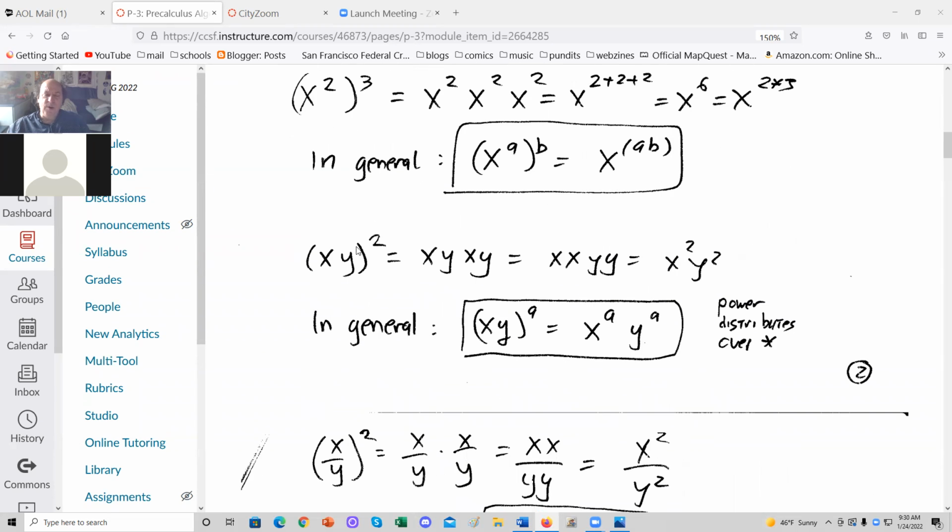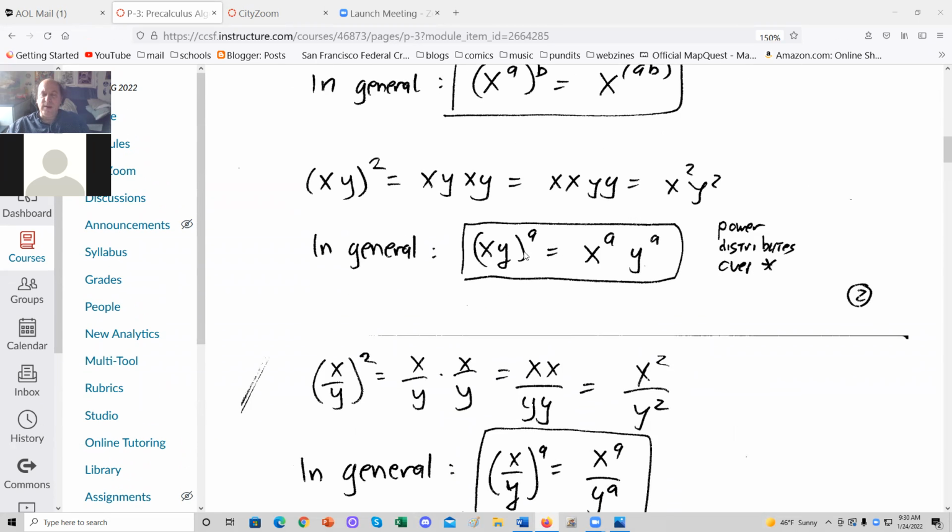Here we have a power of a product, xy squared. Well, that's xy times xy. But then you rearrange these to put the x's next to each other and the y's next to each other. This is x to the second. This is y to the second. So xy to the second is x to the second times y to the second. In general, xy to a power a is x to the a times y to the a. So this power distributes over multiplication, pretty much the same way that multiplication distributes over addition. And indeed, when we later on get to logarithms, we see that the analogy is exact.